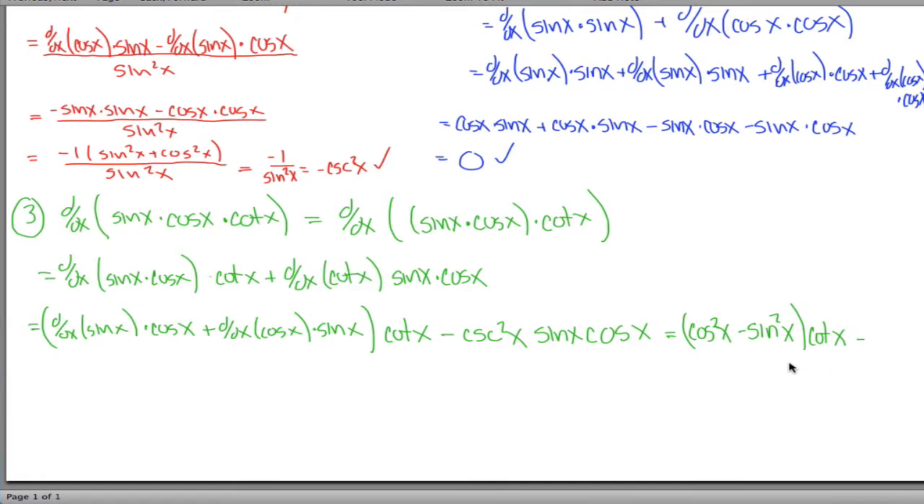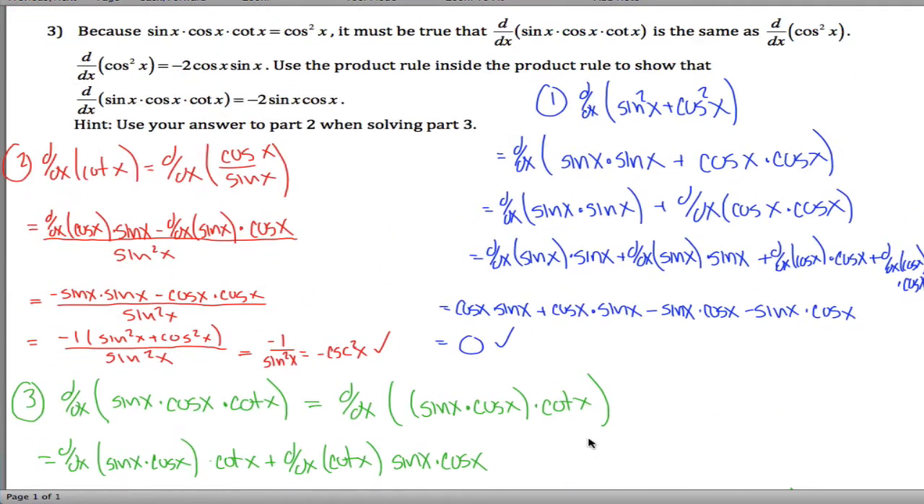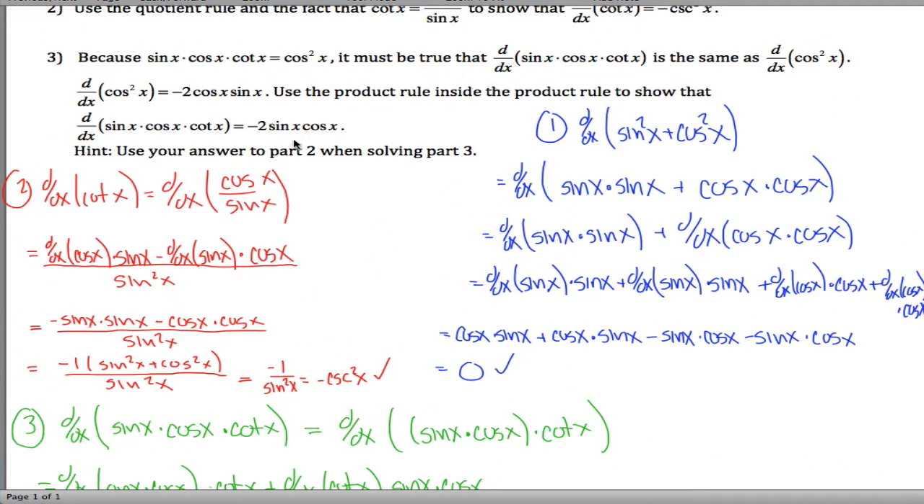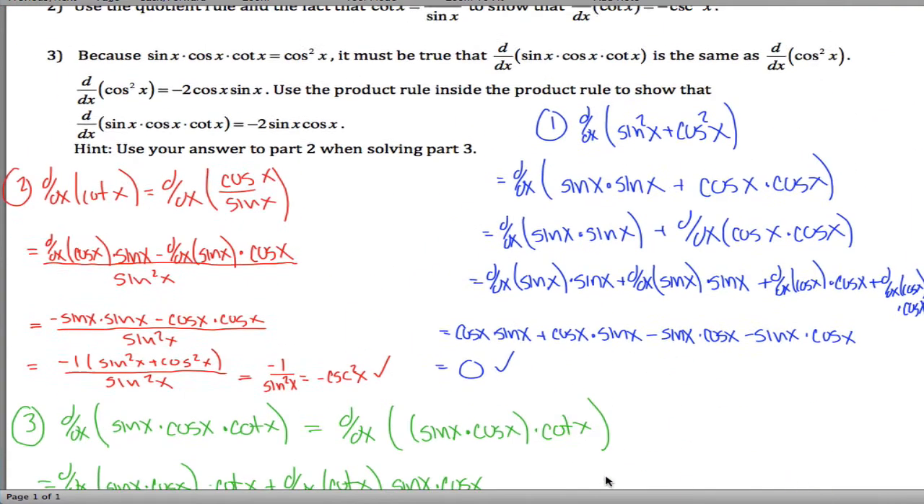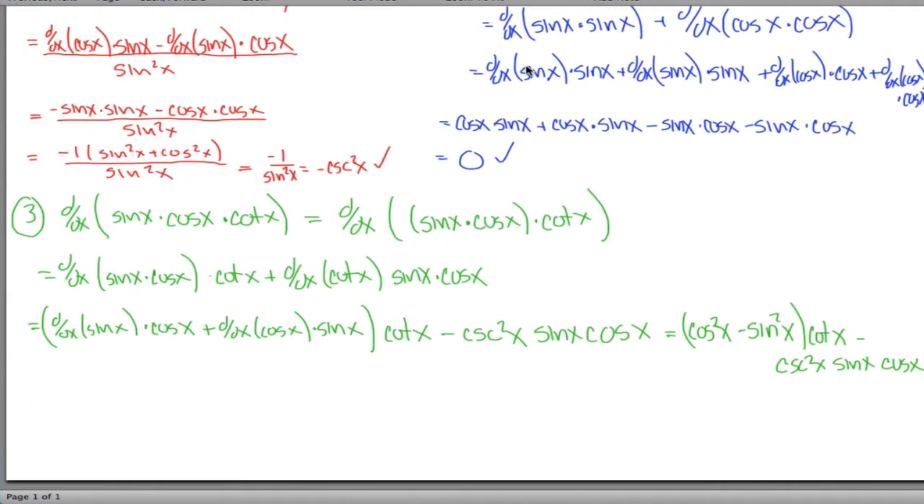Can I squeeze all that in? Nope. Cosecant squared of x times sine of x times cosine of x. So I get this mess right here is my answer. That's the good news. The bad news is my answer is supposed to be negative 2 sine of x cosine of x. Hopefully this whole mess will simplify to this.